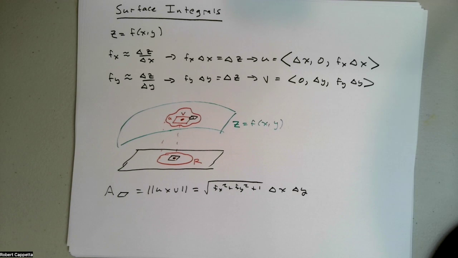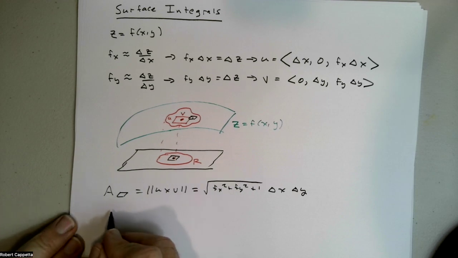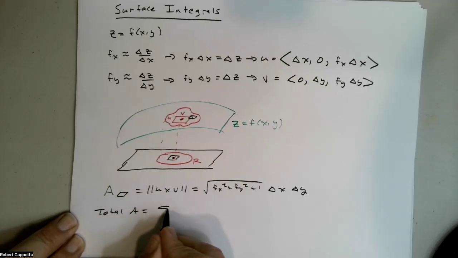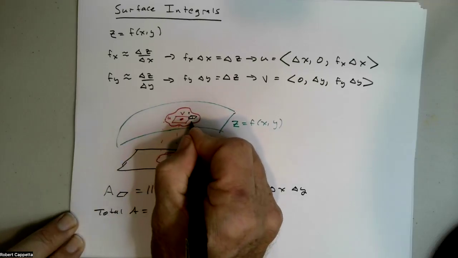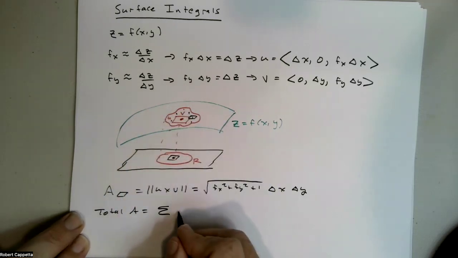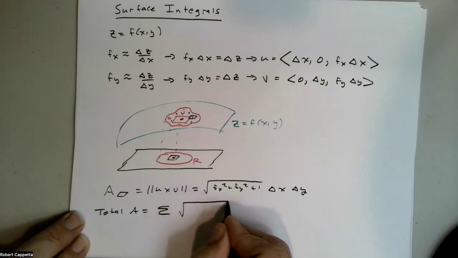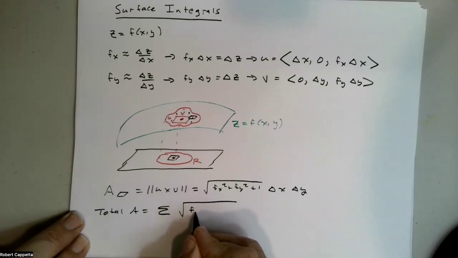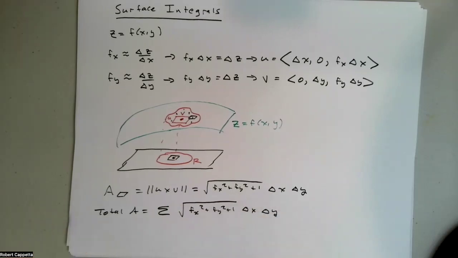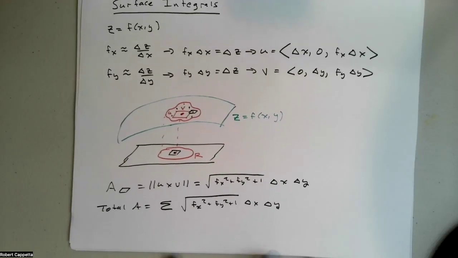Now, what is the total area going to be? The total area will be the sum of all those, because all of these points will get assigned some kind of a parallelogram. So the total area is the sum of those things over the entire region: the square root of f sub x squared plus f sub y squared plus 1, change in x, change in y. And then what do we typically do here? We're going to shrink those change in x, change in y to 0.